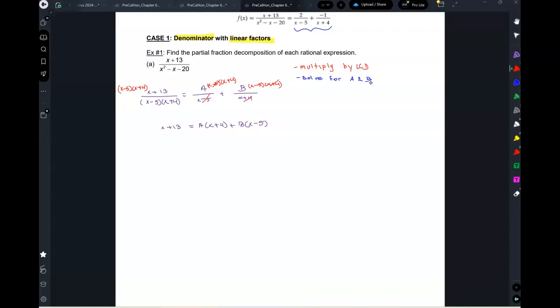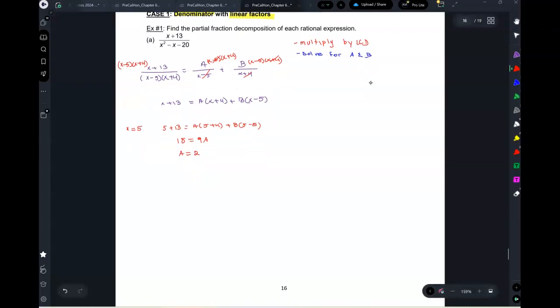Okay, so what makes this x minus 5 equal to 0? When x equals 5. So we plug 5 into all the x's. 5 plus 13 is equal to A times 5 plus 4 plus B times 5 minus 5. So 18 is equal to 9A plus 0. Oh my god, look at that. A is equal to 2. Wow.